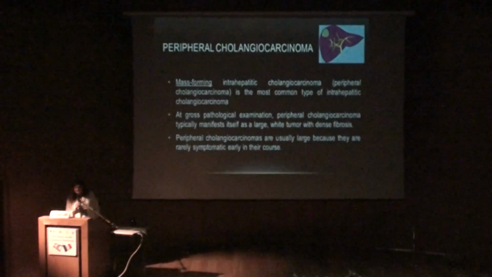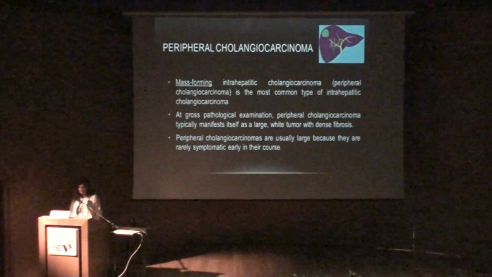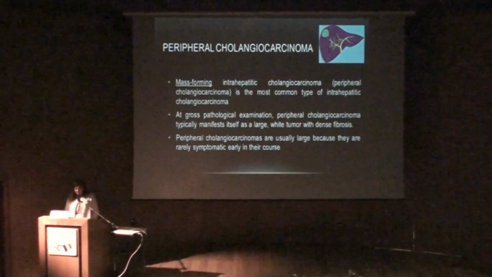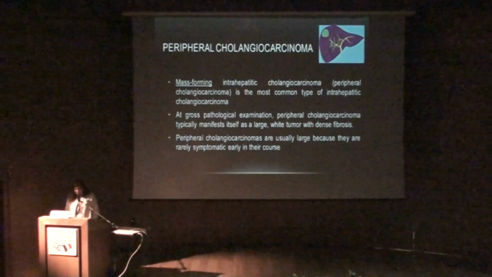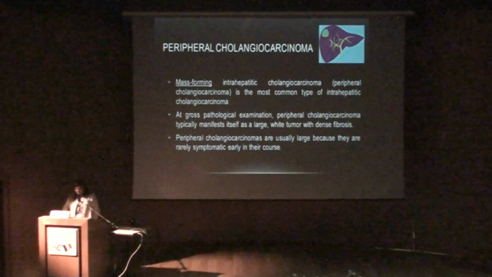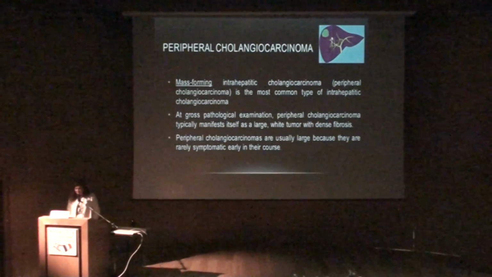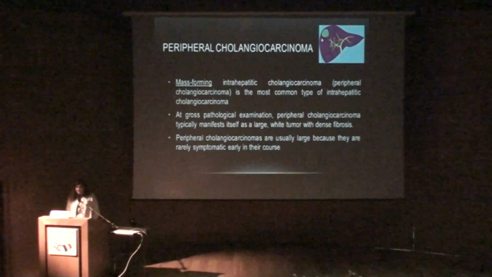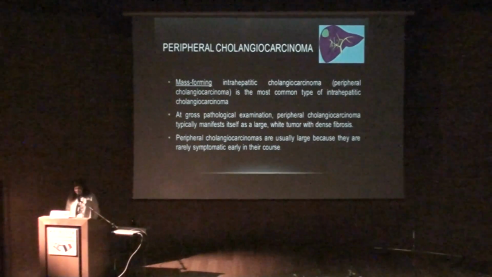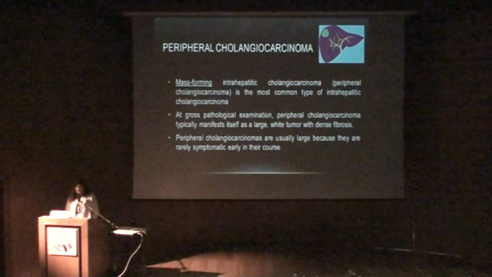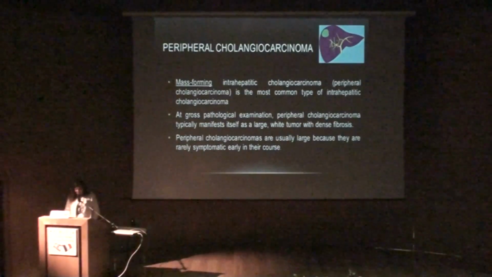We're going first to see the peripheral cholangiocarcinoma, which is a mass-forming intrahepatic cholangiocarcinoma. That is the most common type of intrahepatic cholangiocarcinoma. At close pathologic examination, peripheral cholangiocarcinoma typically manifests itself as a large, white tumor with dense fibrosis. And peripheral cholangiocarcinomas are usually large because they are rarely symptomatic early in their course.